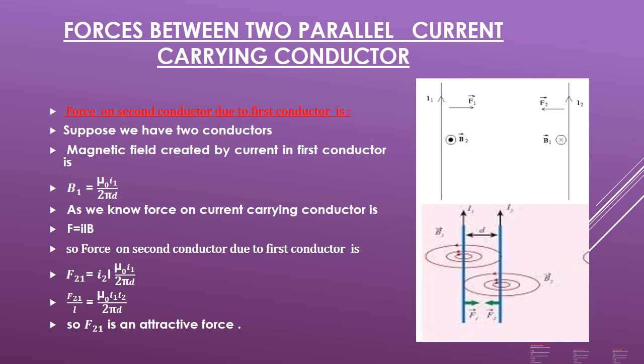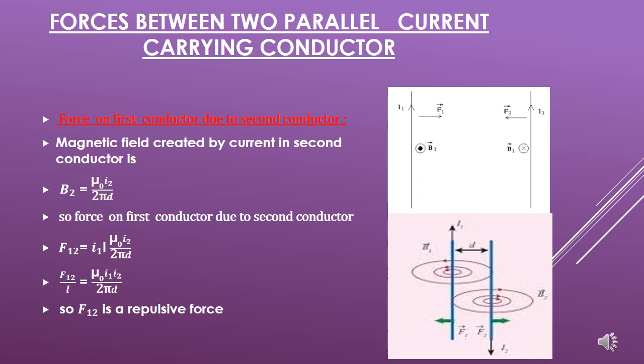I2 is the current in conductor 2 and B1 is the magnetic field of conductor 1. So I2 L, putting the value of B1 as mu naught I1 upon 2 pi D, F21 upon L equals mu naught I1 I2 upon 2 pi D. This is the force per unit length on conductor 2 by conductor 1.